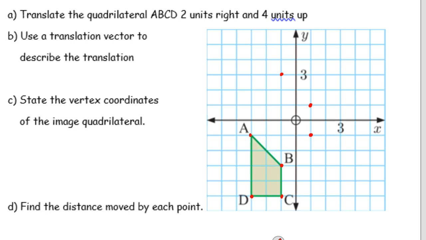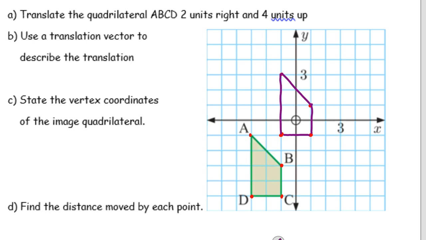And D, 2 units to the right and then go 4 units up. And hopefully you've got it there. Notice that it looks quite similar. So now let's just connect up those points, and the diagram should look exactly, under translation, the diagram should look exactly the same as it did before. It's just moved sideways and upwards.